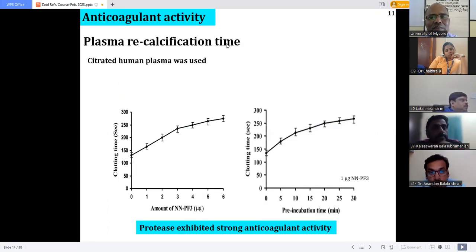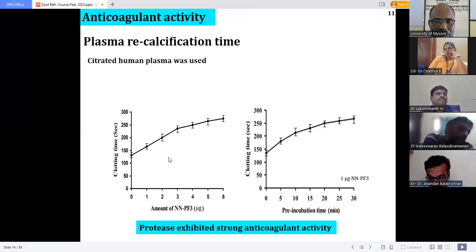So to begin with, we initially targeted anticoagulant activity, that is, inhibition of the plasma coagulation process. So here we tested the plasma recalcification time. You can see over here, our normal plasma would clot around 130, 140 seconds.